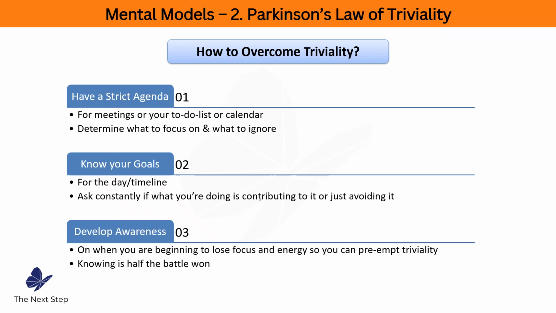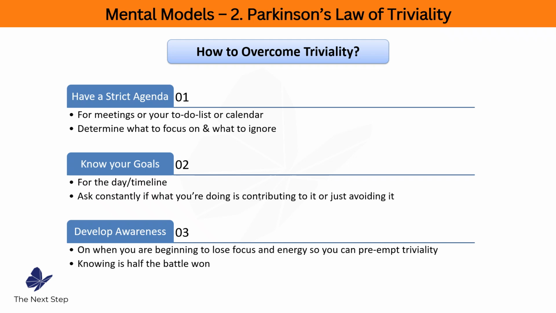And the third and the most important one is always have an awareness of when you are starting to lose that focus, so that you could avoid a triviality mindset from occurring in the first place. Knowing that is almost half the battle done when beating the Parkinson's law of triviality. If you find someone talking about something that's different from the set agenda of the meeting, you already know that triviality is in the room.